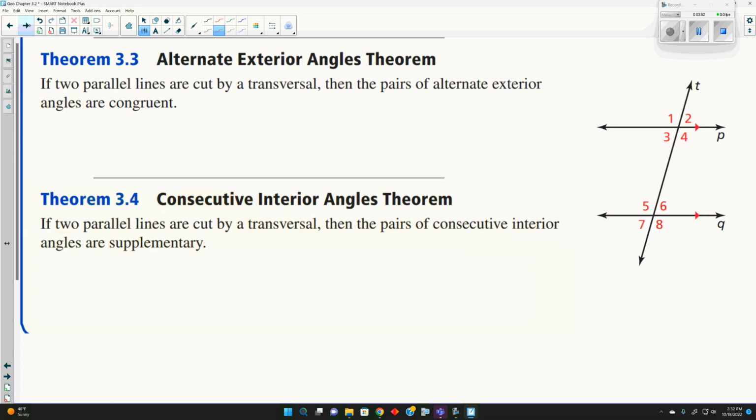Now the other one we have is the alternate exterior angle theorem. If 2 parallel lines are cut by a transversal, then the pair of alternate exterior angles are congruent. They're going to be the same. So we're saying that angle 1 should be congruent to angle 8, and angle 2 is congruent to angle 7.